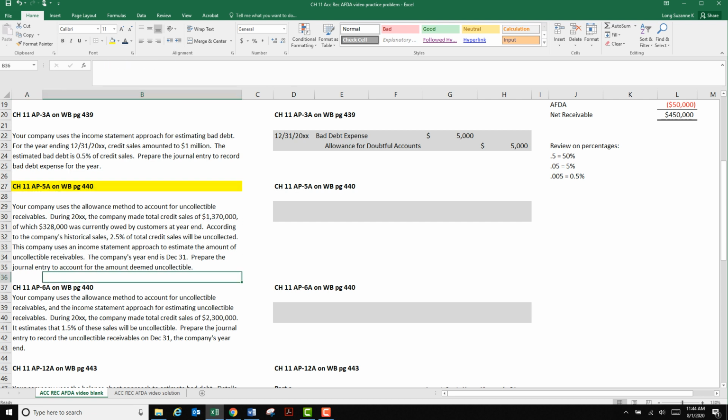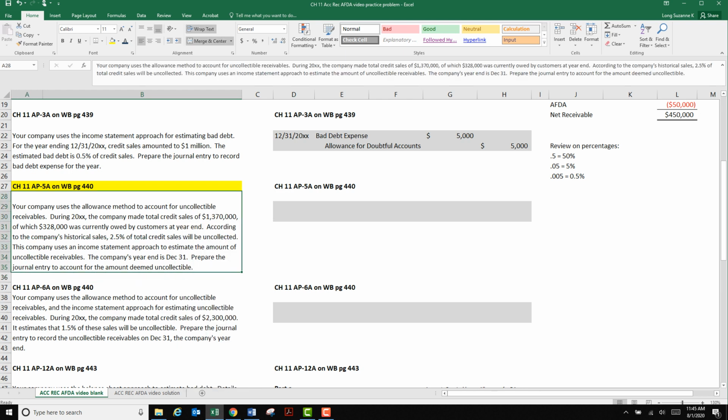Your company uses the allowance method. Okay, this is all allowance method. Company had credit sales, 328 currently owed. Let's talk about those two numbers. 1,370,000, that's sales. Credit sales means accounts receivable and sales. So, okay, not cash sales, but accounts receivable and sales, which is important, right?